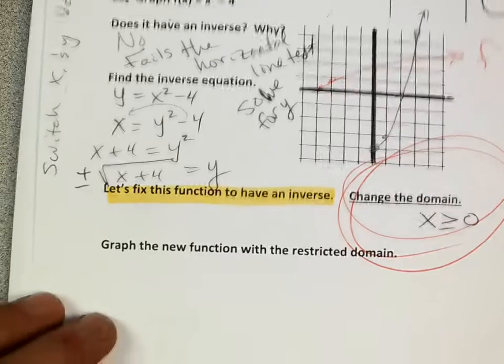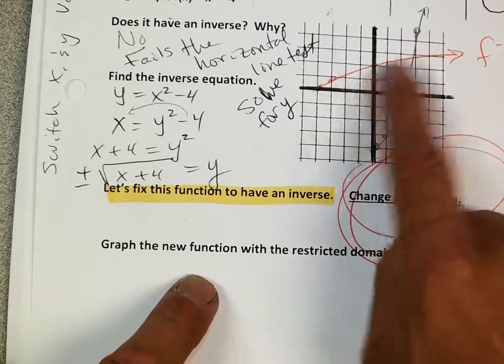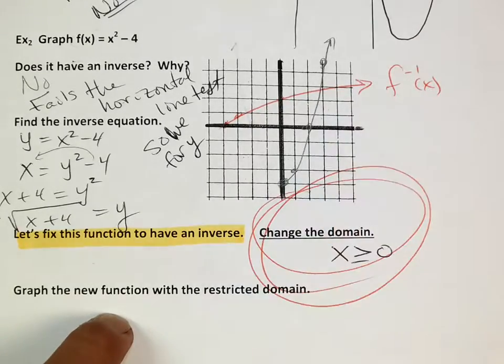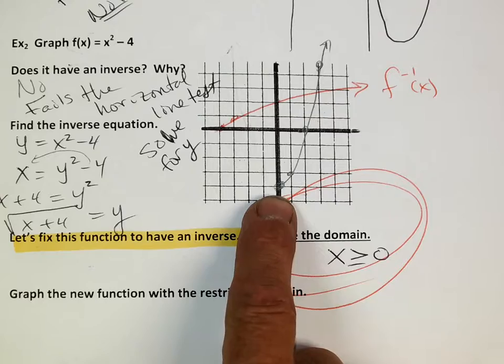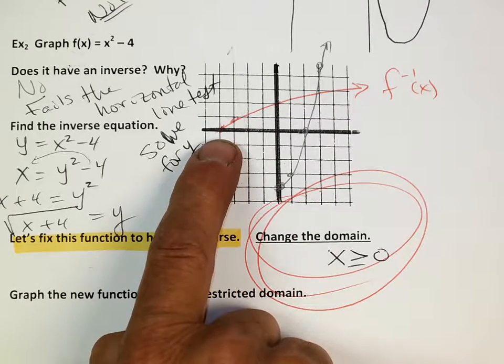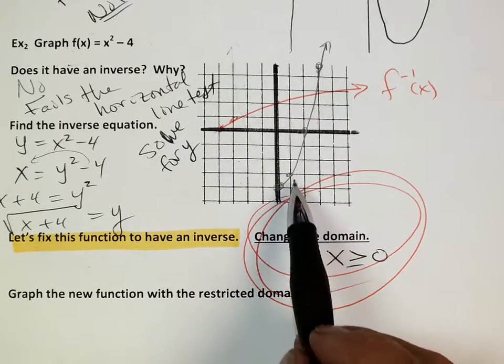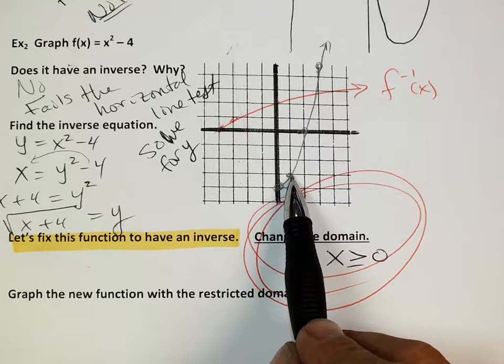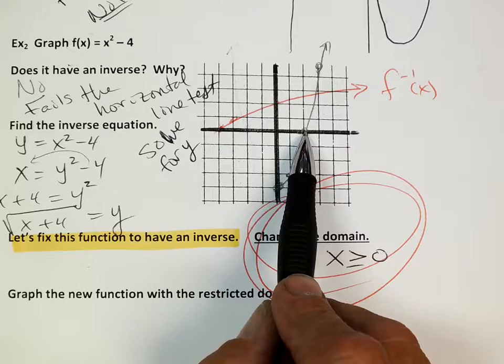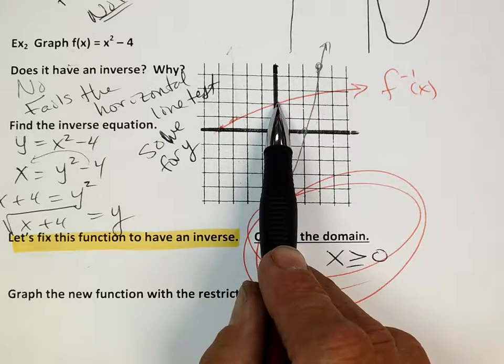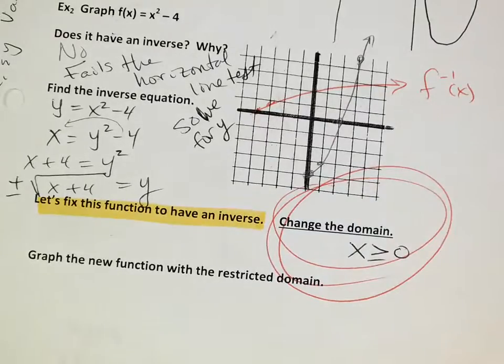Okay, now, graph the new function. I did. There it is. There's my new graph. Now, how did I graph that so quick? Well, I knew this point was at -4, so its inverse had to be at -4. I knew this point was at 1, -3, so I knew this point had to be at -3, 1. I knew this point was at 2, 0, so I knew this point had to be at 0, 2, right? And I just graphed it in. Okay, ready to turn the page?